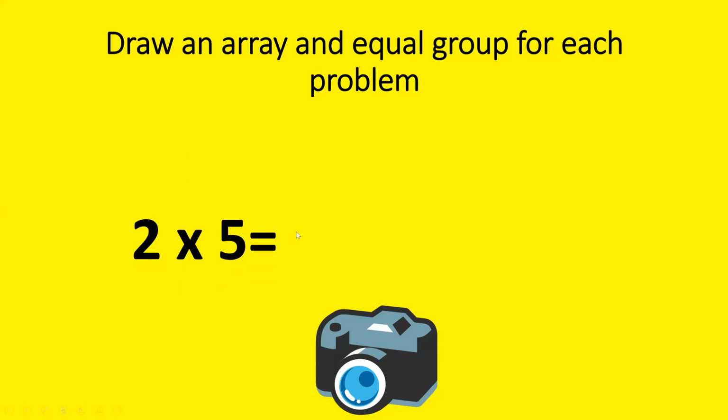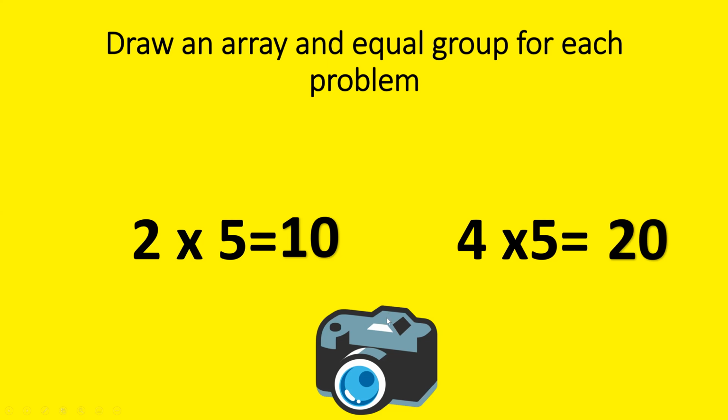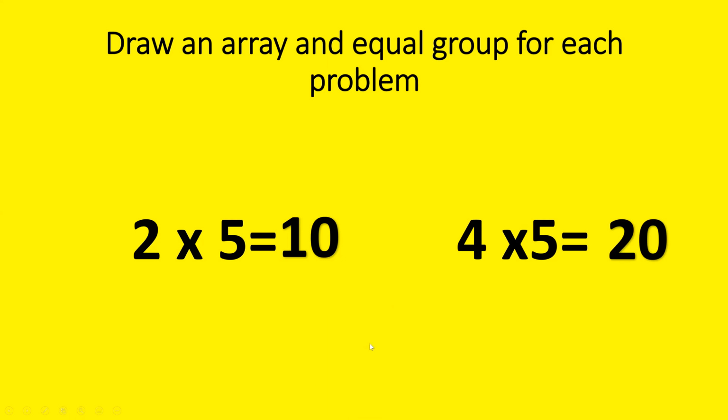Awesome, you're back. So 2 times 5 equals 10. Now your next problem is 4 times 5. You can pause the video if you would like to do 4 times 5. Awesome. 4 times 5 equals 20. Please don't forget to take a picture of your work.